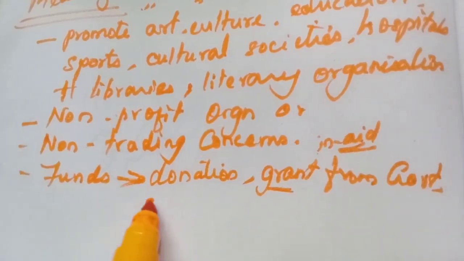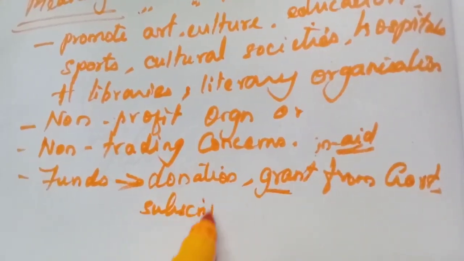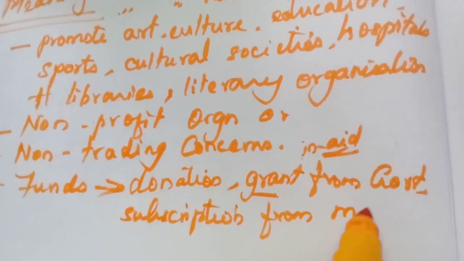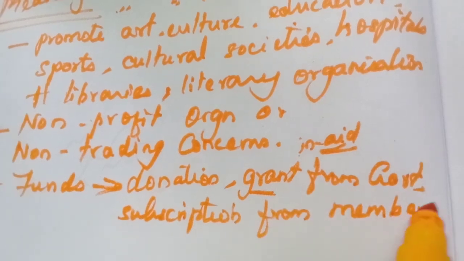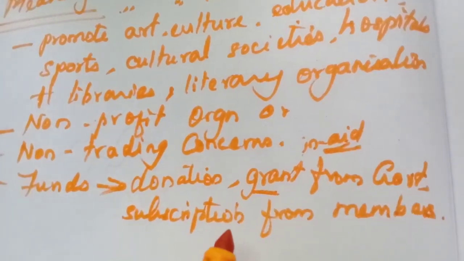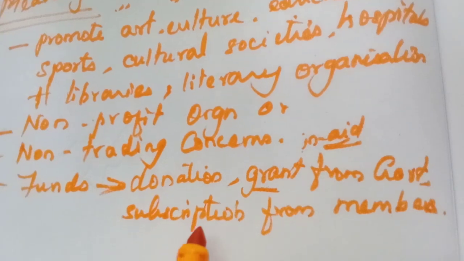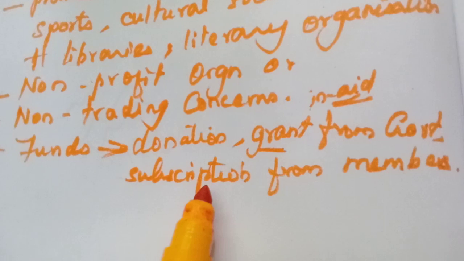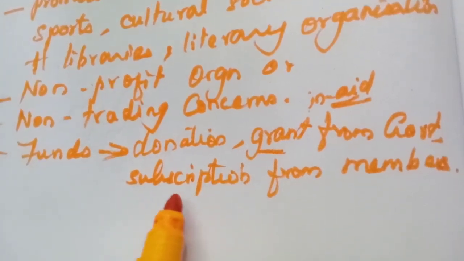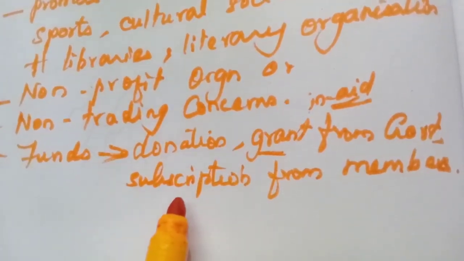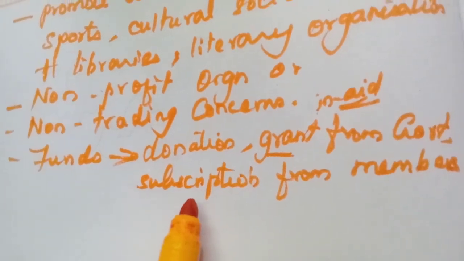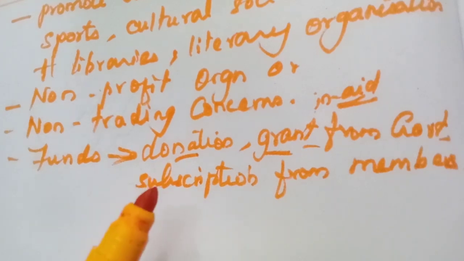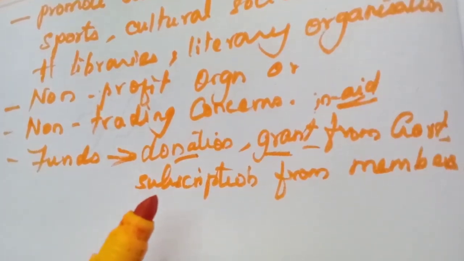And sometimes they receive subscriptions from the members. If we need to get religious magazines, what we do is send a yearly subscription or life membership fees, and they will send some books. So they may receive subscriptions from the members. Through these three ways they will raise funds. That is their main source of income.